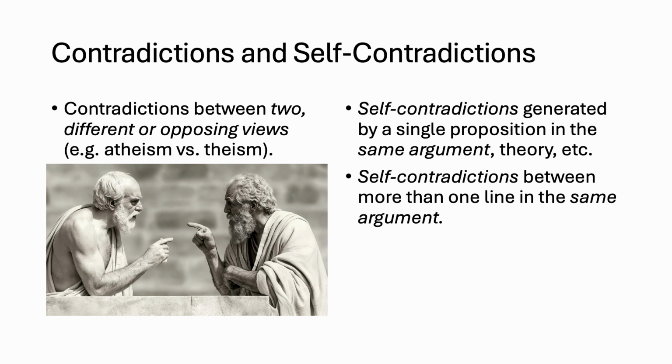So a self-contradiction is internal to a single position, not between two different positions. A self-contradiction might be generated by a single line that implies its own negation, or it might be a contradiction between two or more lines in the same argument or viewpoint. So let's take a look at a couple of examples of that real quick.